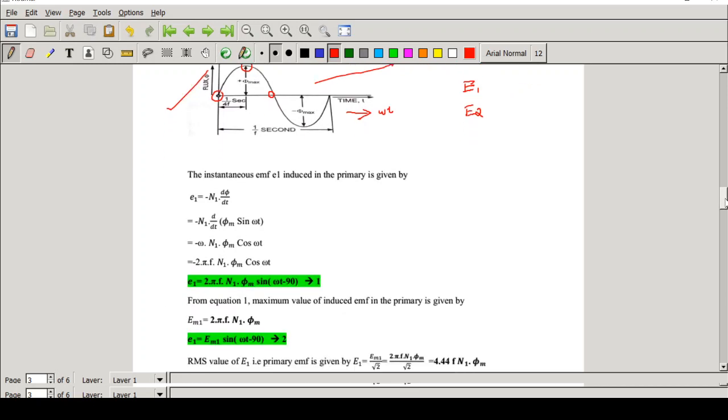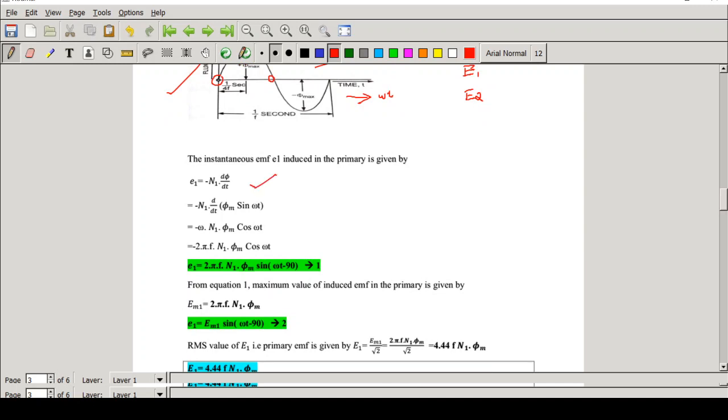The instantaneous value of the EMF is given by this particular equation. Let small e1 be the induced EMF in the primary, N1 the number of turns in the primary, and d phi by dt the change of flux. Here I have put a minus sign. What is the reason for that? Whenever there is a reaction, it will oppose the cause. Here the result is the induced EMF and the cause is the change in the flux. So the induced EMF will oppose the rate of change of flux. That is why I write e equals minus N1 into d phi by dt, the induced EMF in the primary.